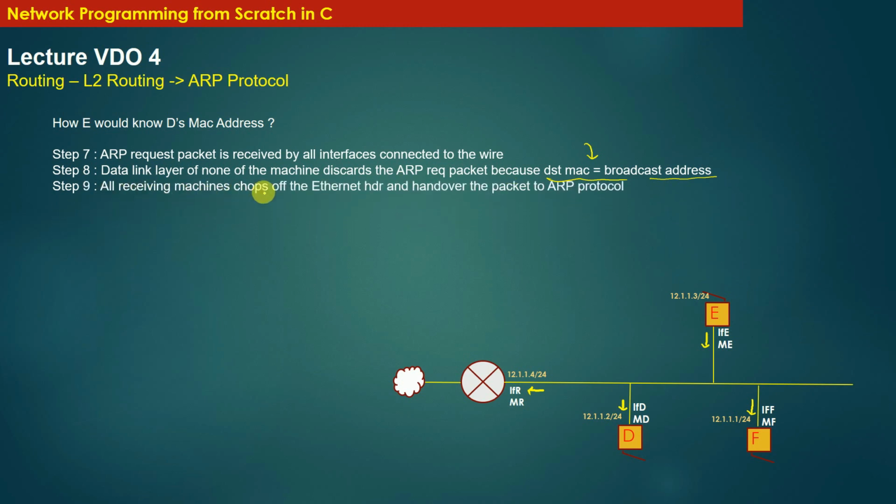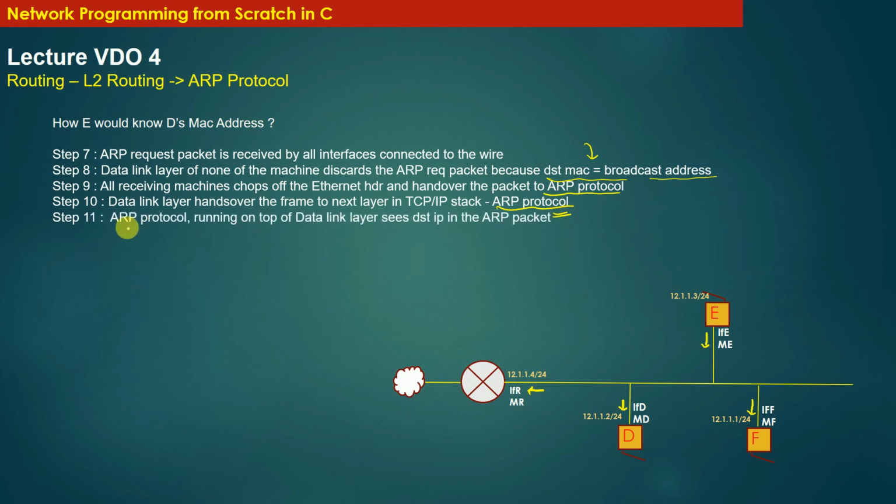So all receiving machines now chop off the Ethernet header and hand over the next header in the packet, which is the ARP header, to the ARP protocol. So the data link layer hands over the frame to the next layer in the TCP/IP stack, which is the ARP protocol. The ARP protocol running on top of the data link layer sees the destination IP address in the ARP packet.